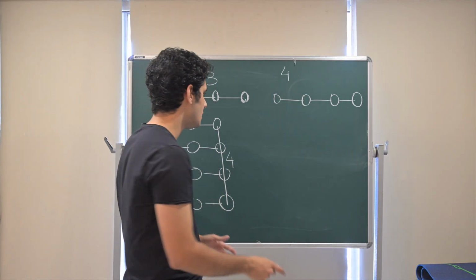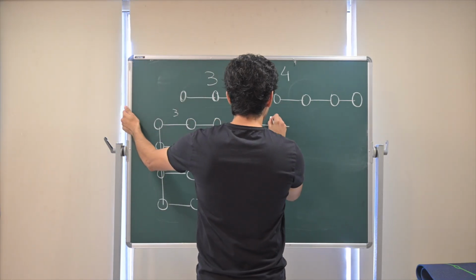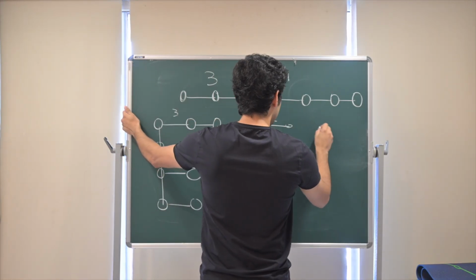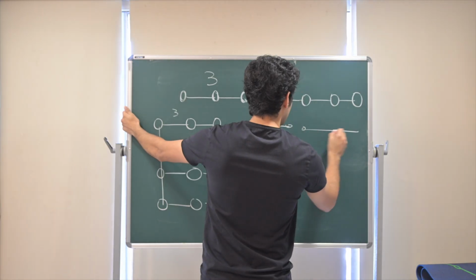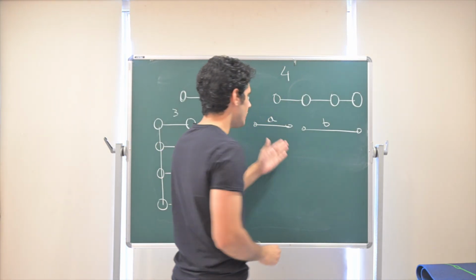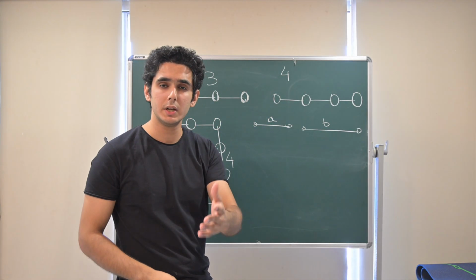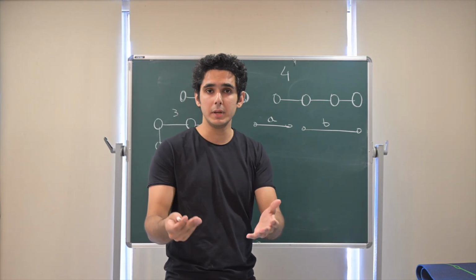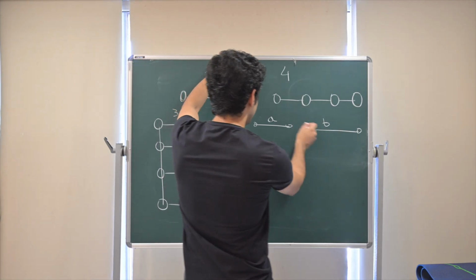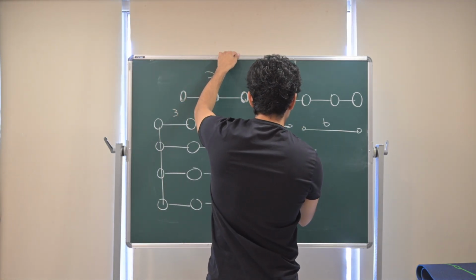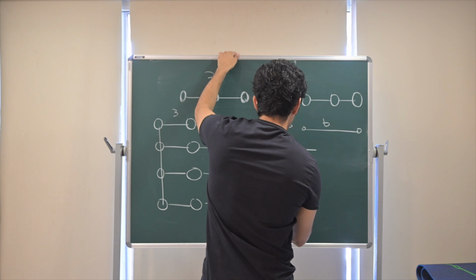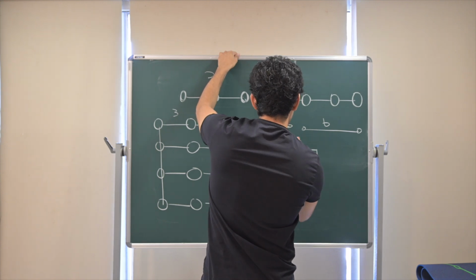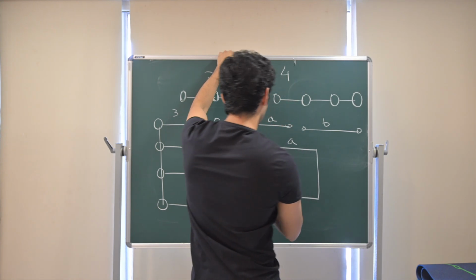And in general, for any two numbers a and b, to multiply these two numbers visually, all you would have to do is form a rectangle with a and b as its sides. So a times b is just a rectangle with sides a and b.